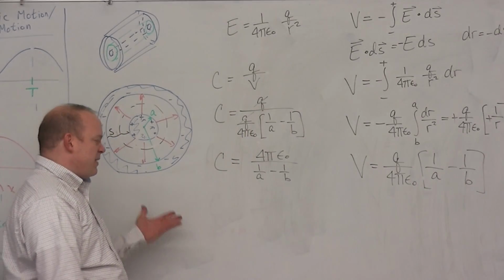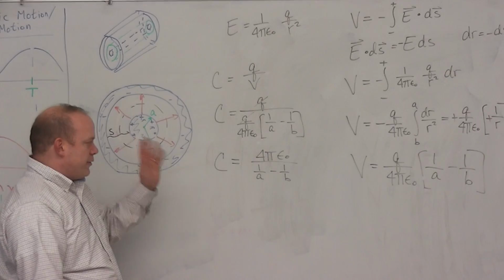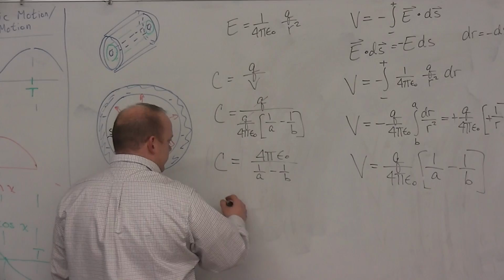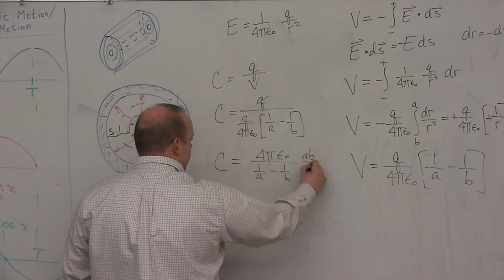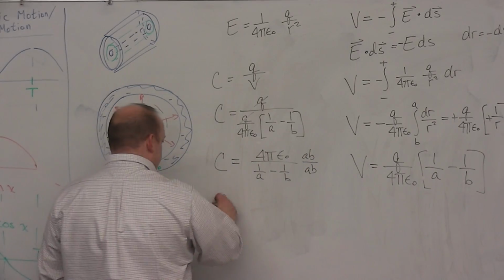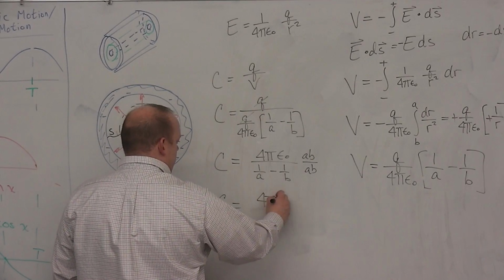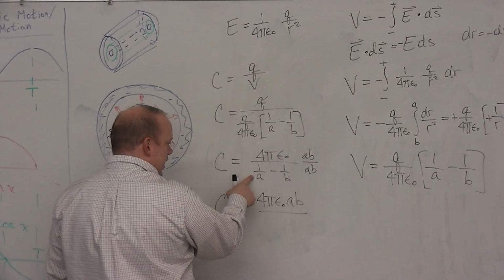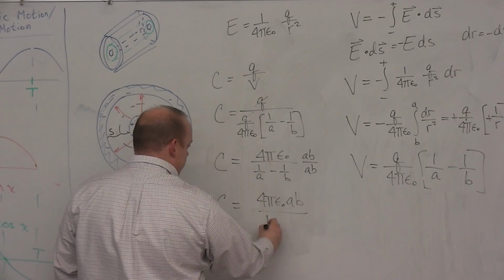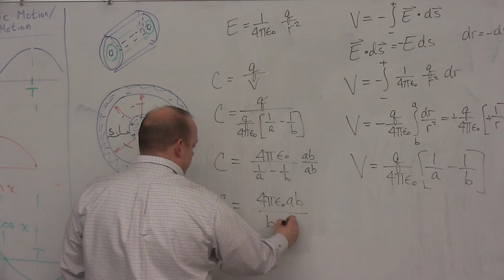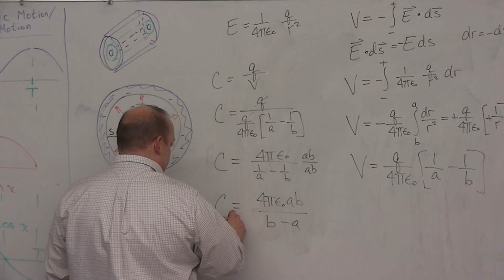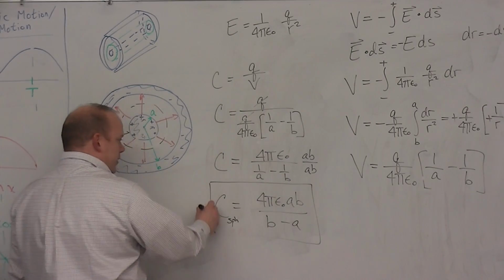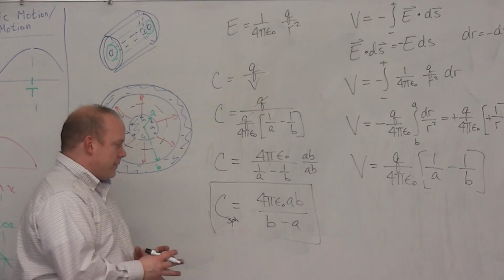Mathematicians, physicists somewhat, but mathematicians especially don't like improper fractions. So we multiply everything by AB, top and bottom by AB. Okay? So I do AB up here times AB down here. Okay, so my capacitance is equal to 4 pi epsilon naught AB over, if I multiply this by A times B, I wind up with B. Multiply this by A times B, I wind up with A. So the capacitance of a sphere is equal to 4 pi epsilon naught AB over B minus A.